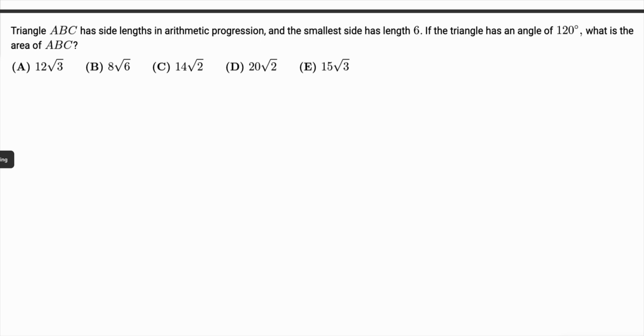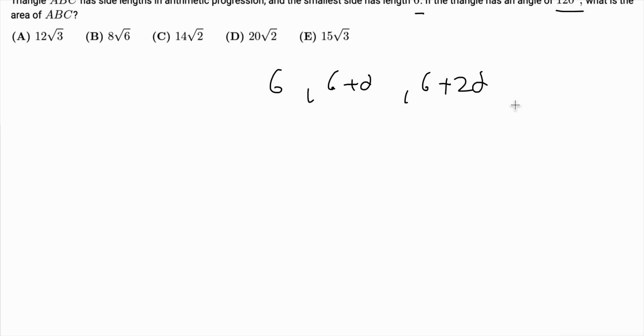Let's take a look at this geometry problem. Triangle ABC has side lengths in an arithmetic progression, and we know the smallest side is length 6, so the sides are 6, 6 plus d, and 6 plus 2d. If the triangle has an angle of 120 degrees, what is the area of ABC?